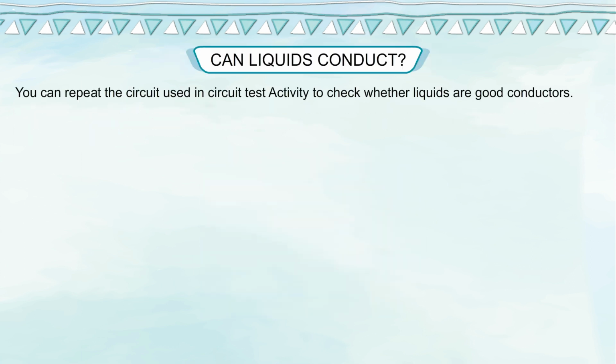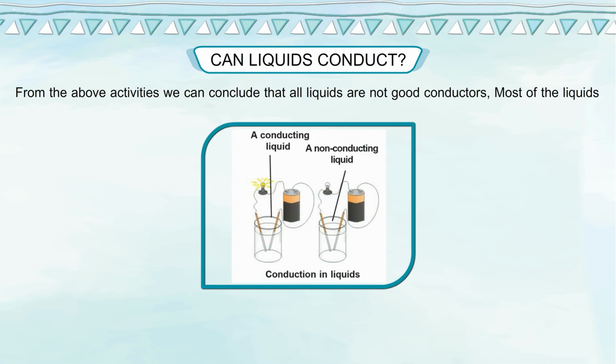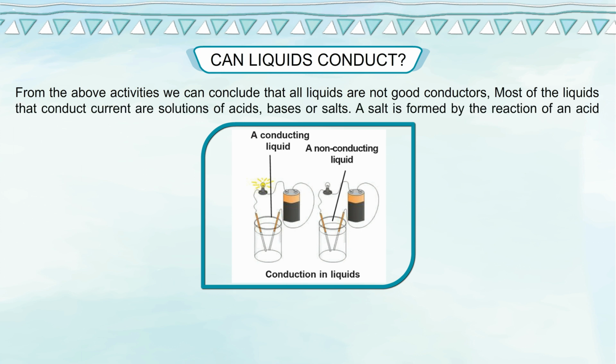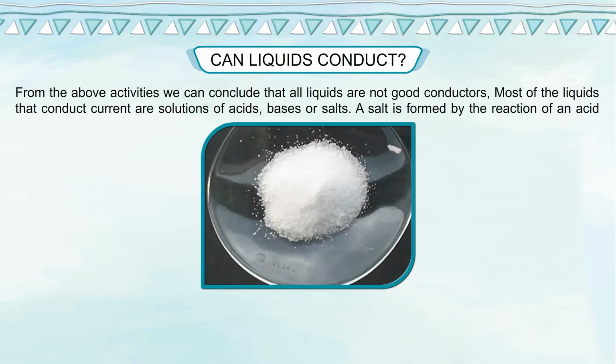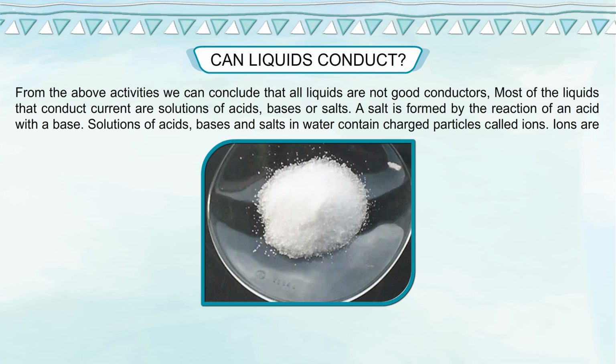You can repeat the circuit used in the circuit test activity to check whether liquids are good conductors. From the above activities, we can conclude that all liquids are not good conductors. Most of the liquids that conduct current are solutions of acids, bases, or salts. A salt is formed by the reaction of an acid with a base.